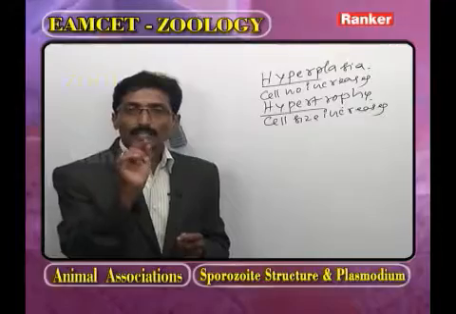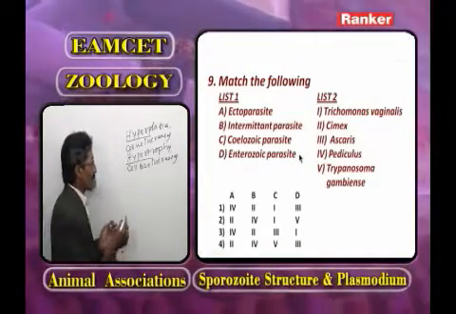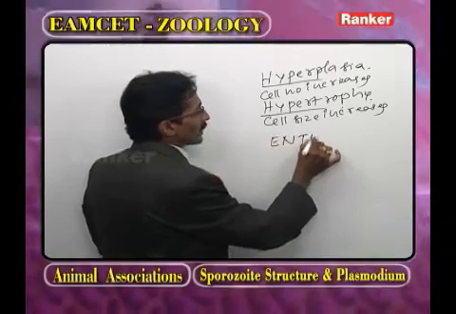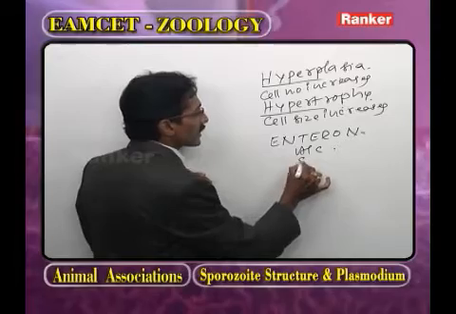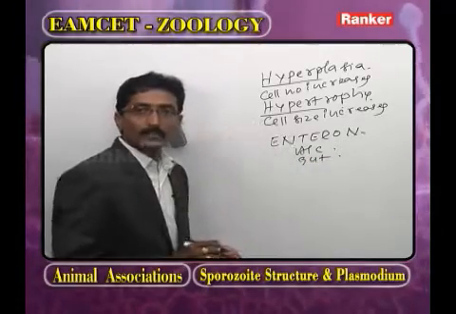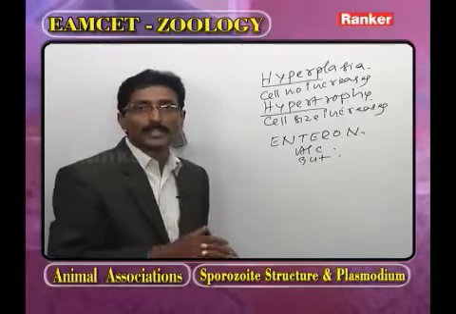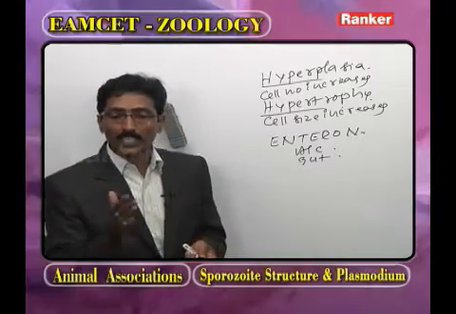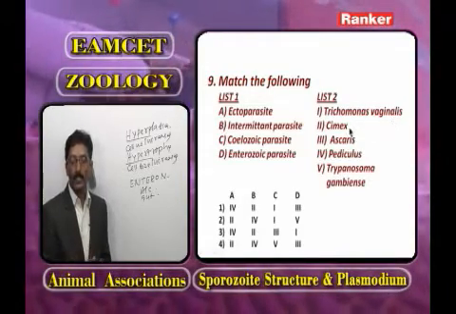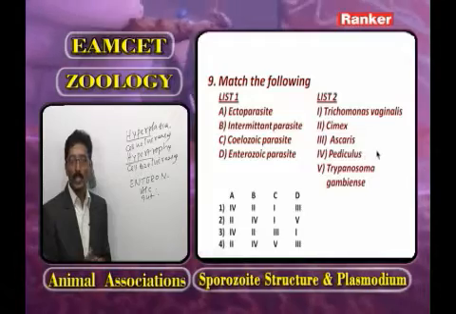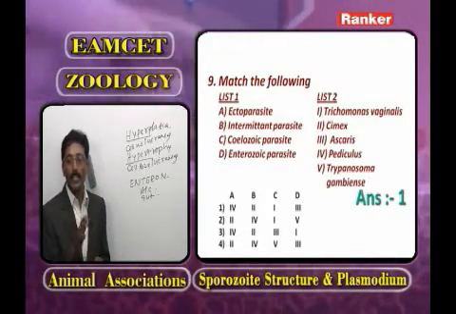Enterozoic parasite. What is meant by enterozoic? Here, enteron. What is the meaning of enteron? Nothing but the alimentary canal. It is also called the gut. Now what is meant by enterozoic? The parasite lives in the cavity of the alimentary canal. And now we observe list 2: Trichomonas vaginalis, Cimex, Ascaris, Pediculus, Trypanosoma gambiense.